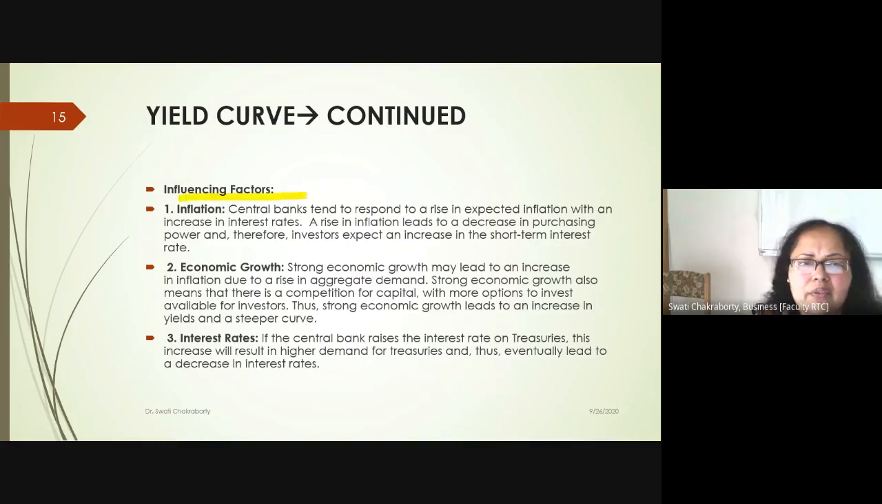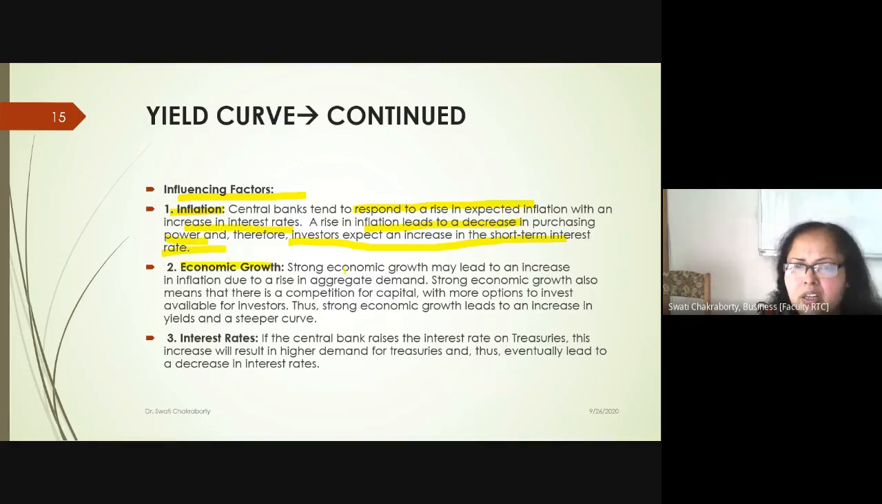So what are the influencing factors? First is inflation, right? We all know that central banks tend to respond to a rise in expected inflation with an increase in the interest rates. We've learned this earlier: a rise in inflation decreases purchasing power, and so investors expect an increase in the short-term interest rate. So with inflation, they feel the short-term interest rate is going to go up.